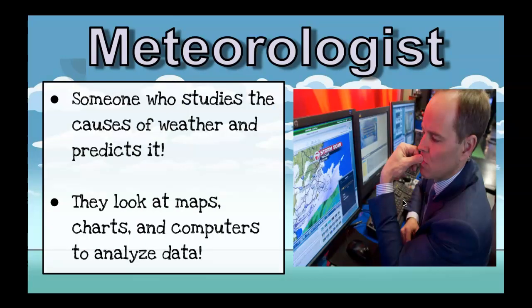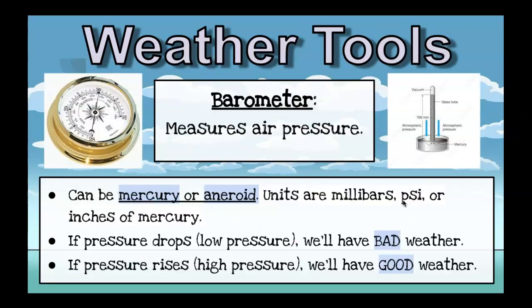Now for the new stuff, for the new set of notes. This stuff is going to be all about meteorology and reading a weather map and all the symbols that they use and the tools that they use to predict weather. So a meteorologist is someone who studies the causes of weather and then uses data to predict what's going to happen. So they look at maps, they look at charts, and they use computers to help analyze data and figure out what's coming our way.